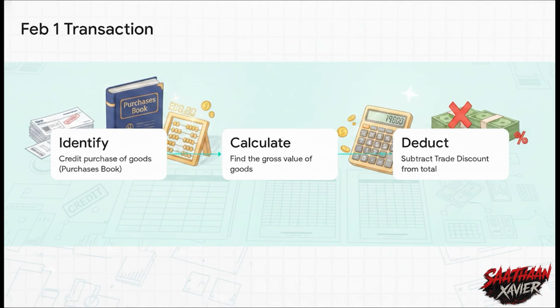Now, what about February 2nd? They bought goods, sure, but for cash. Stop right there. Cash transactions go straight to the cash book. February 3rd, they bought a computer on credit. A computer is an asset, not trade goods, so that goes to the catch-all journal proper. Finally, February 4th, a credit purchase of paper. That goes straight into the purchases book. See how cleanly those sorting rules apply?